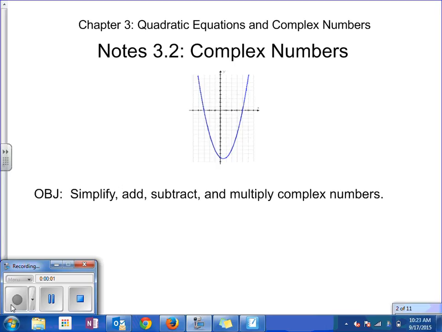Okay, so in Notes 3.2, we're going to introduce a new set of numbers called the complex numbers. Up until this moment in math, in your real lives, you thought you knew of all the numbers that ever existed. And I'm here to tell you today, no, you don't know all the numbers that exist in the world. There's this bigger, larger set called the complex numbers. Our objective is we want to be able to simplify complex numbers. We want to be able to add, subtract, and multiply with our complex numbers.